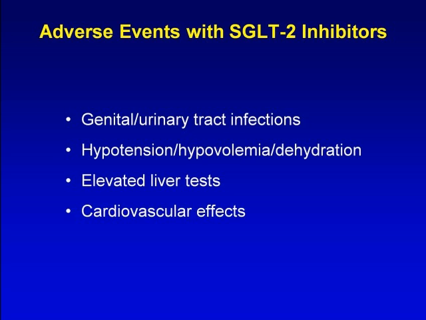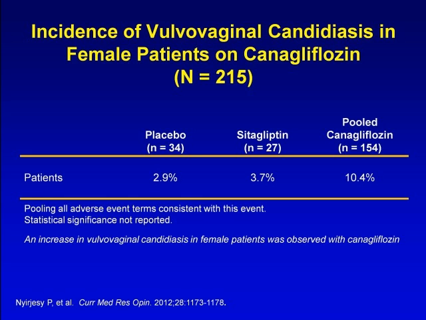So let me now turn to the adverse events with SGLT-2 inhibitors. The next slide looks at adverse events. Genital and urinary tract infections have been some degree of focus in data collection with these trials because you're putting so much glucose into the urinary tract. Also, because you're causing excretion of glucose, you may have diuresis, and so people have looked at hypotension, hypovolemia, dehydration carefully. There have been liver function tests looked at, and cardiovascular effects are of interest in all diabetes studies. So let's look at these individually from various trials.